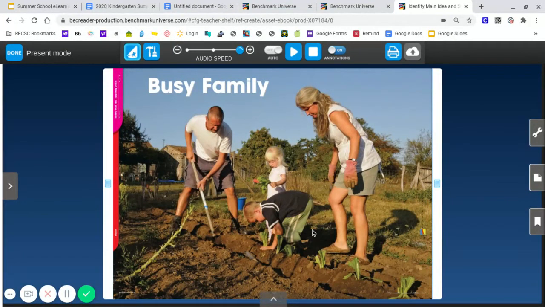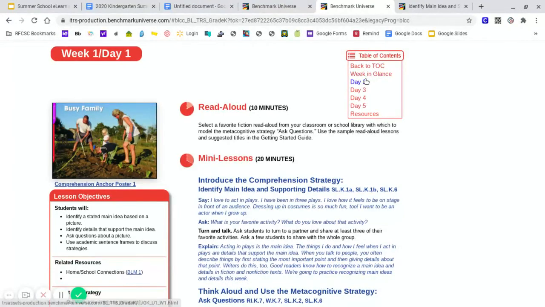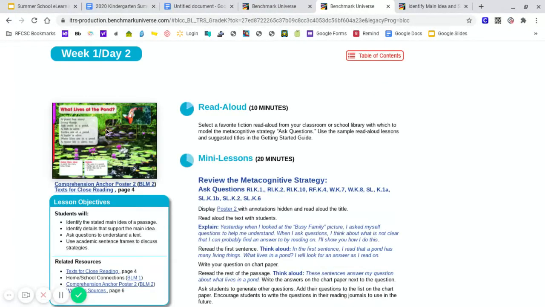And then the details: maybe the boy is planting. The dad is using a hoe to clear out the dirt. The mom has her gloves on. And the little girl is holding a plant in her hand. Maybe she's going to put it into the earth. That is how we use this strategy to help us find the main idea in a picture. Now, let's go ahead and look at a text.